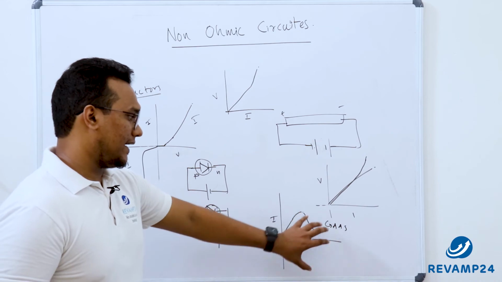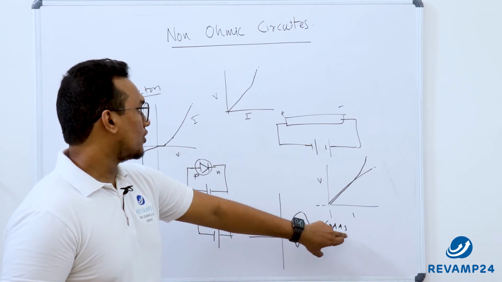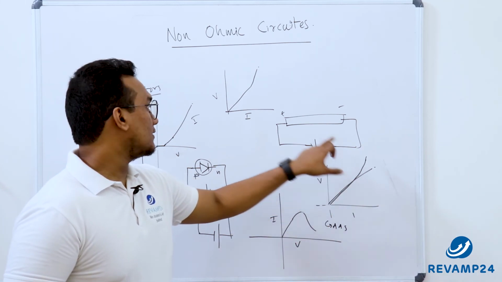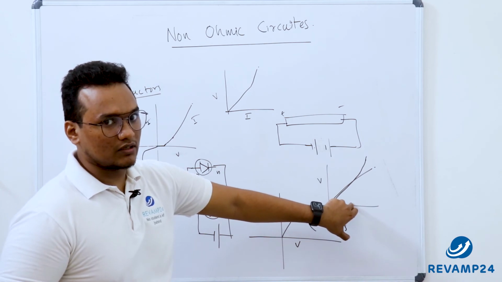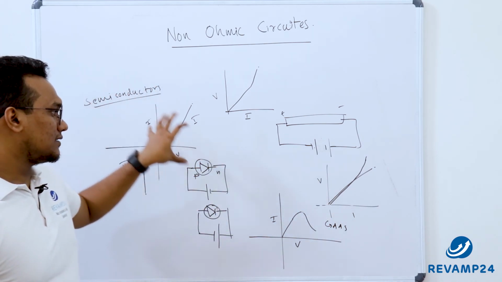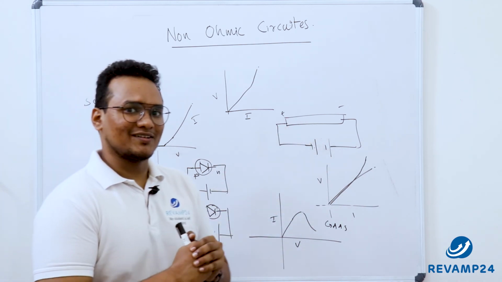So GaAs, gallium arsenide, you have to give as an example for a limitation of Ohm's law, a non-ohmic element, and also the semiconductor. So these graphs will give you 3 marks in 3 marker questions. Okay, thank you.